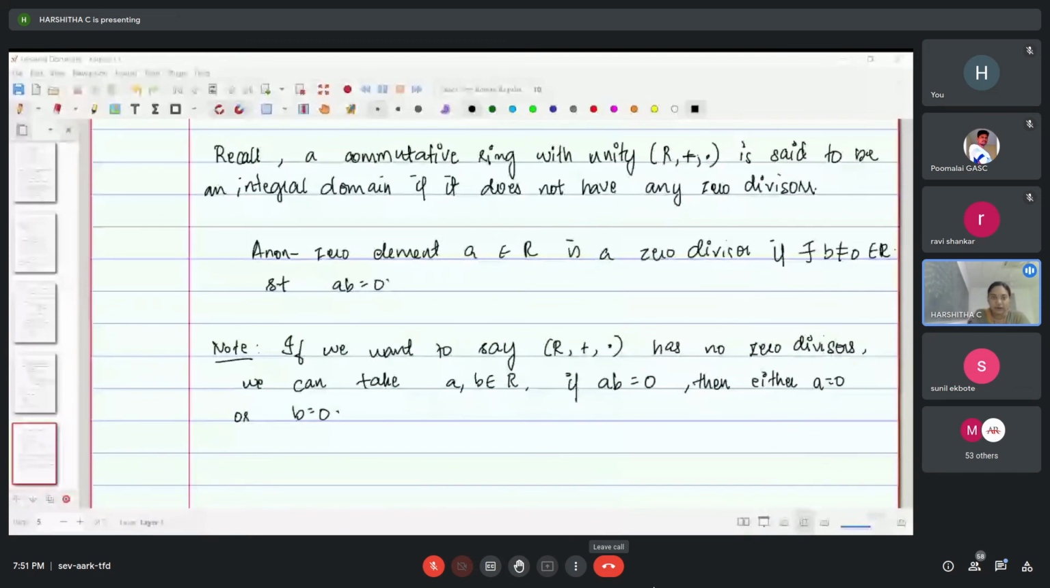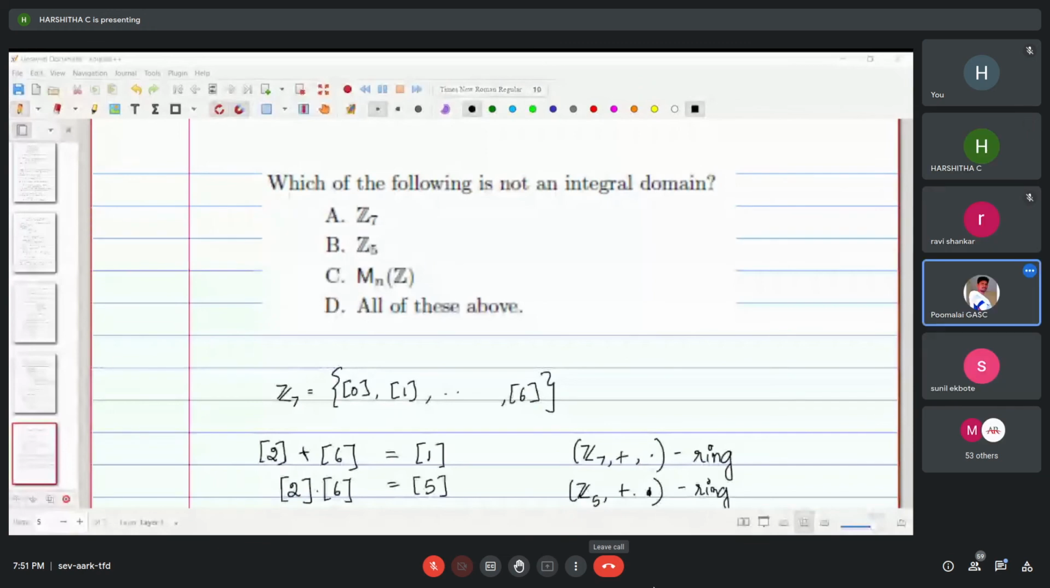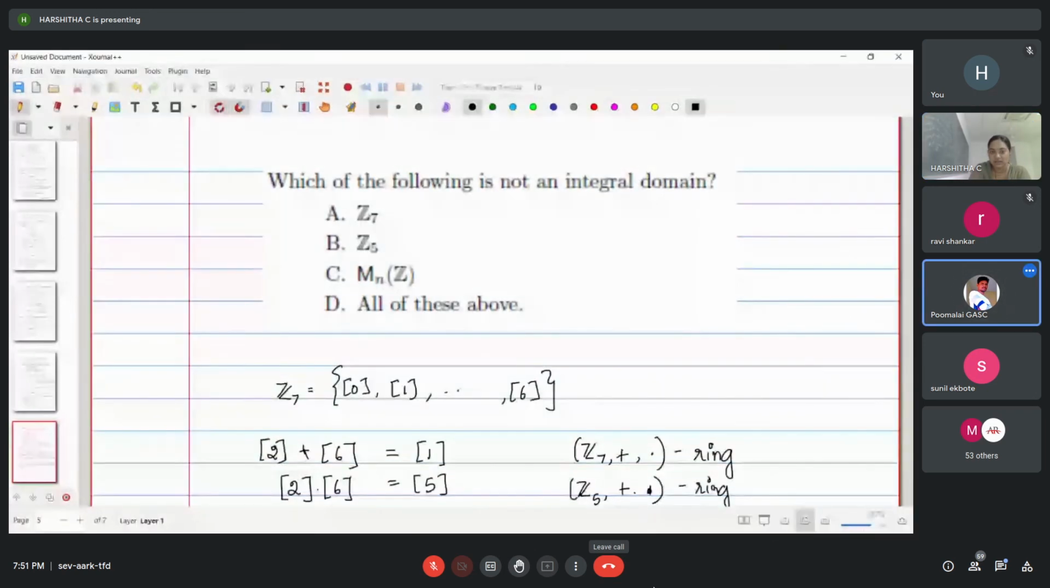Okay, so with this, let's go back to the question. Which of these is not an integral domain? Set of all square matrices of order n. Okay, so can you give an example?